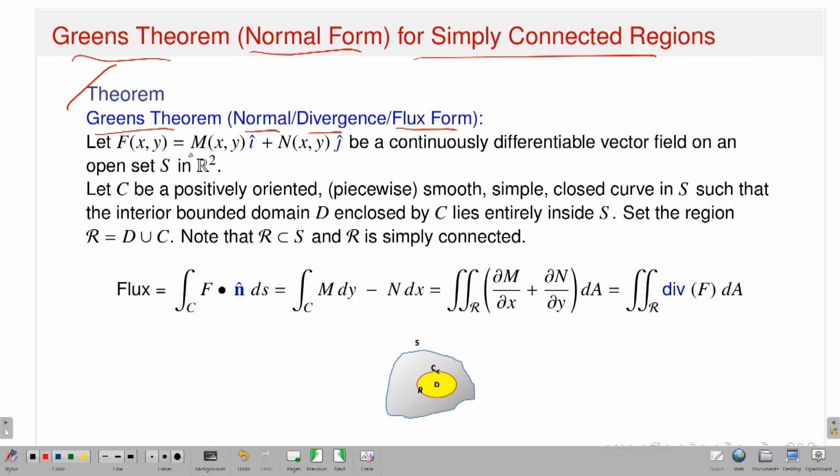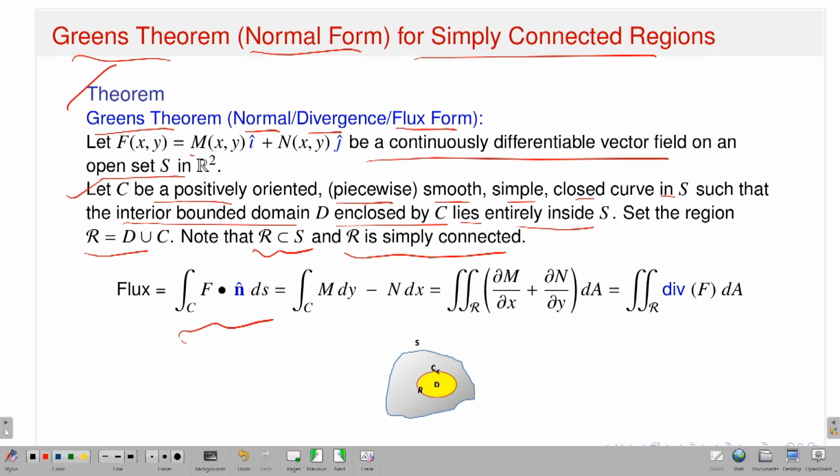So let capital F, which is capital M comma capital N, be a continuously differentiable vector field on an open set S in R2. Let C be a positively oriented piecewise smooth simple closed curve in S such that the interior bounded domain D enclosed by C lies entirely inside S, exactly the same as for the simply connected region in the earlier statement. Now if you take R, which is nothing but the interior domain bounded by C along with the curve C, this is also in S. So therefore this region is simply connected.